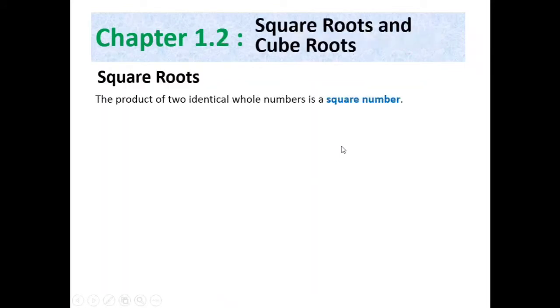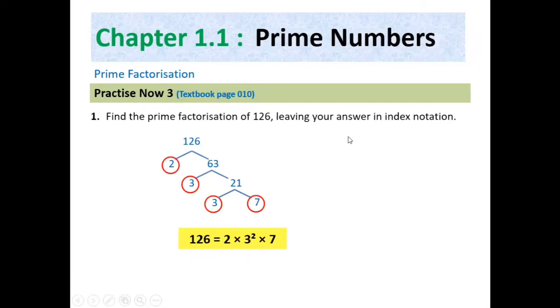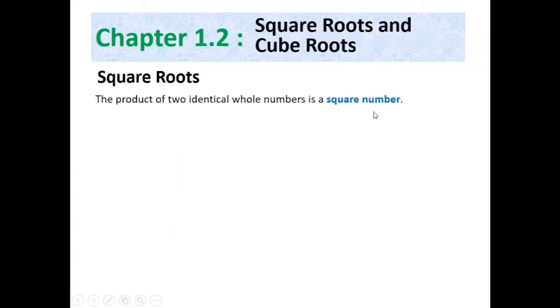Square root. Chapter 1, 2 now. See? So this is prime factorization. Prime factorization means you do the factor tree. Square root. What is square root? Square root is this.